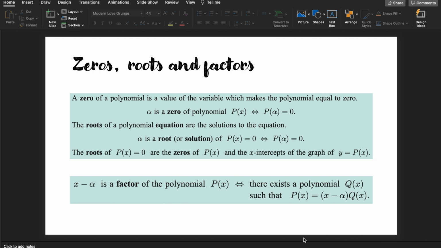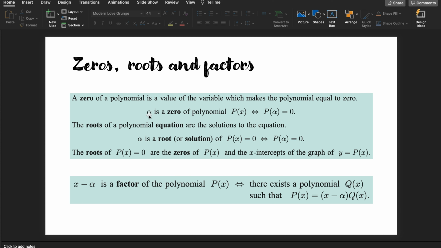The next subtopic is zeros, roots, and factors. A zero of a polynomial is the value of the variable which makes the polynomial equal to 0. In the previous slides, we discussed what a polynomial is. So a zero would be a value that would make the polynomial equal to 0.